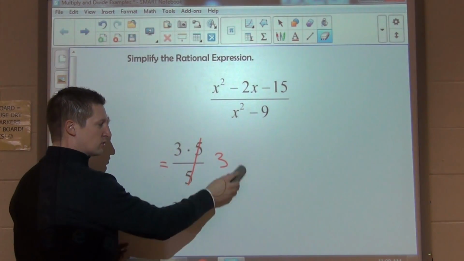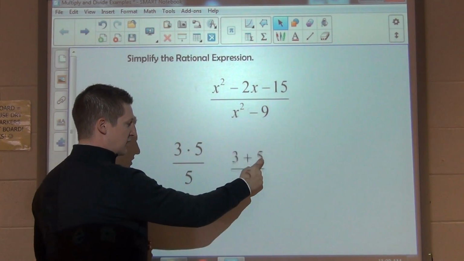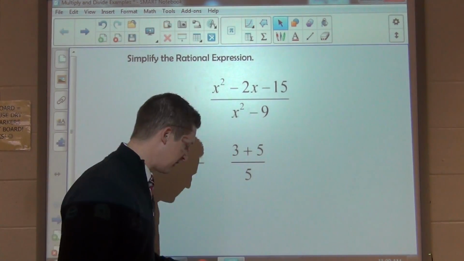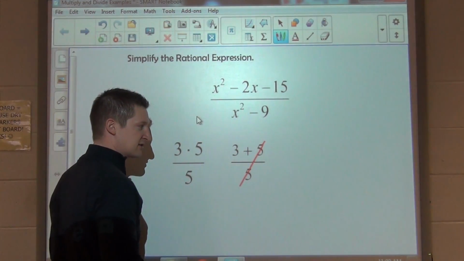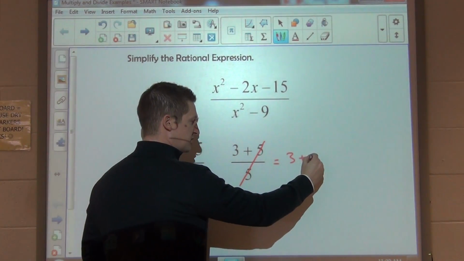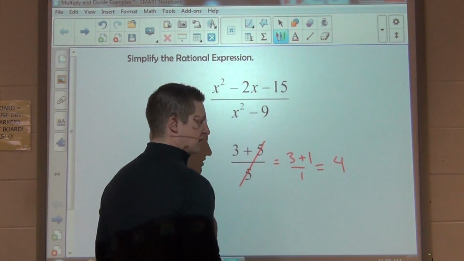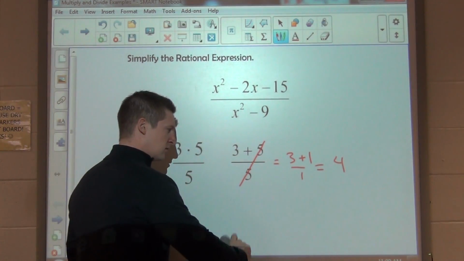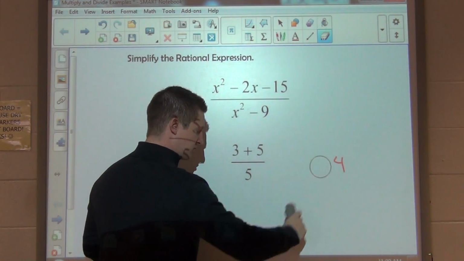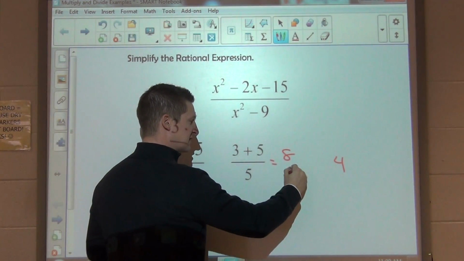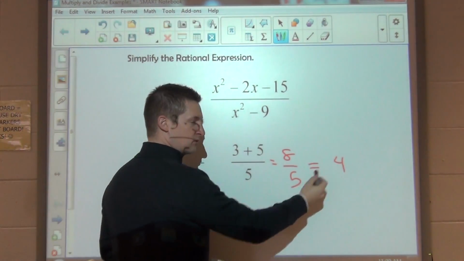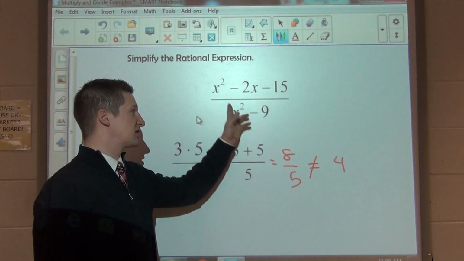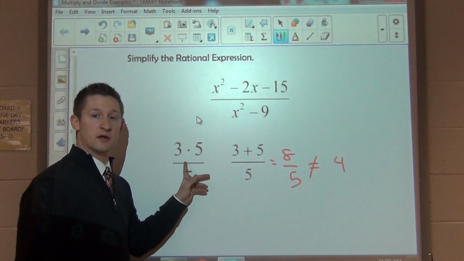Would the same be true if I had 3 plus 5 divided by 5? Well, if your instinct is telling you, I see a 5 over a 5 and I cancel it, that means I've got 3 plus 1 over 1, and that's 4 over 1, so that's 4. Would that make any sense? Is that true? I don't think so, because this expression is supposed to be 3 plus 5, which is 8, then divided by 5. Does 8/5 equal 4? I don't think so. So the next time you think, oh, maybe I can just cancel it, make sure that it's a product and not a sum.